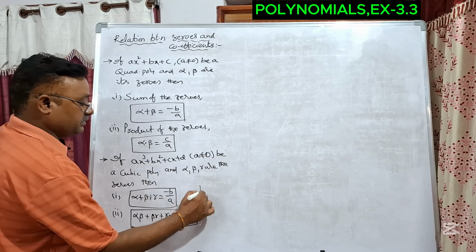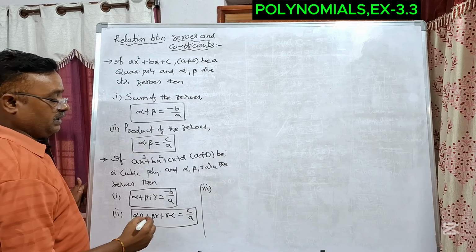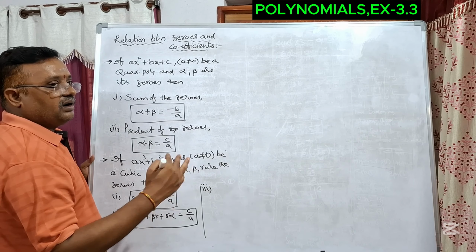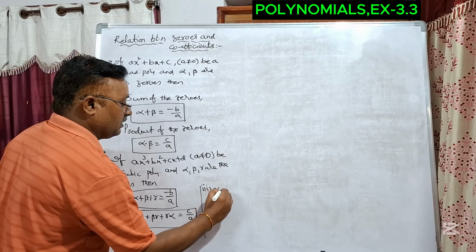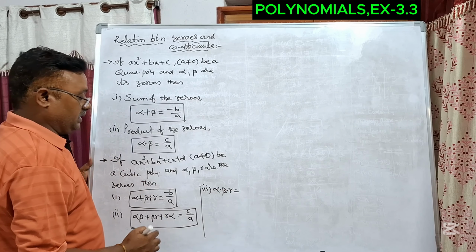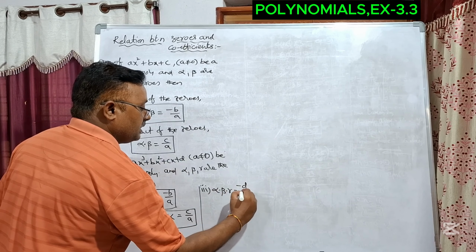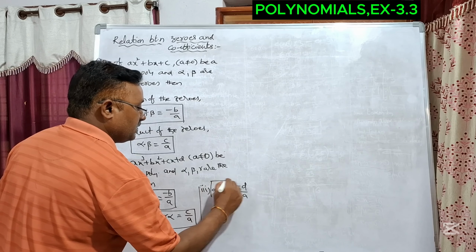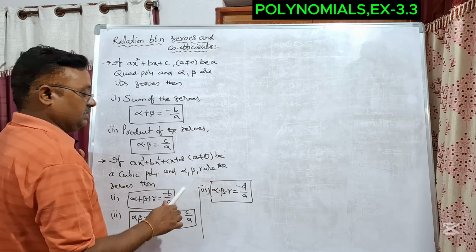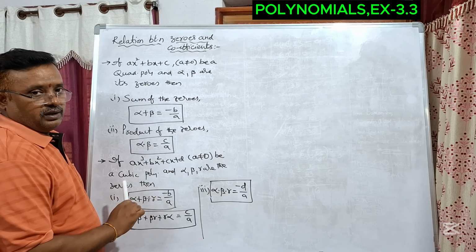In the same way, the third one will be the product of all the three zeros, that is alpha into beta into gamma is equal to minus d by a, that is minus d by a. So this one is the third relation between the three zeros and four coefficients of a cubic polynomial. Okay?